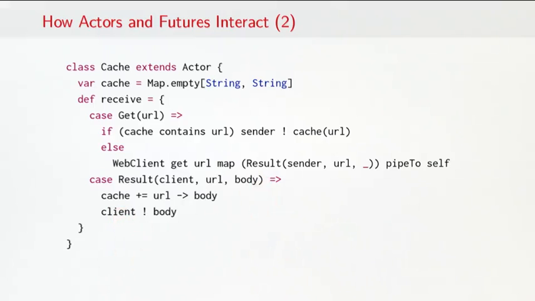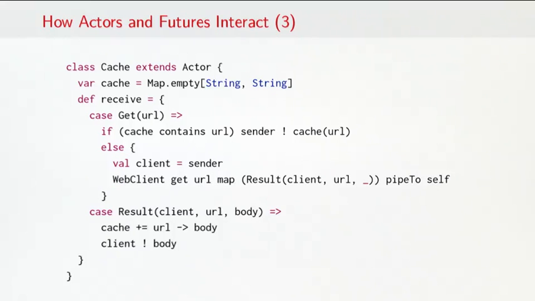But this actor contains another problem. The transformation described by the map operation on the future runs the code which you give it in the future. That means that the sender will be accessed in the future. This is problematic because sender gives you the actor ref which corresponds to the actor which has sent the message which is currently being processed. But when that future runs, the actor might do something completely different.